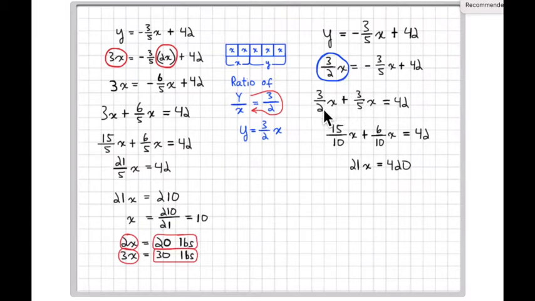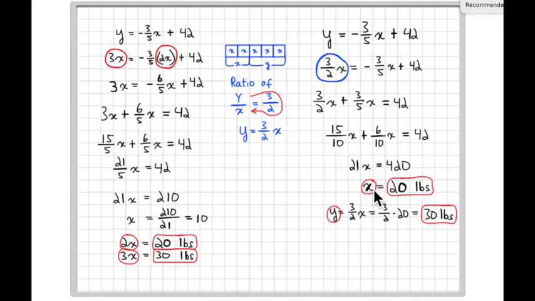Now I have halves and fifths, so I want to change those to tenths, the common denominator. So this is 15 tenths. 3/2 is 15 tenths. 3/5 is 6 tenths. So now I'm down to this 21x equals 420. Over here it was 21x equals 210. This is where I ran into a problem. I didn't quite understand what was going on.